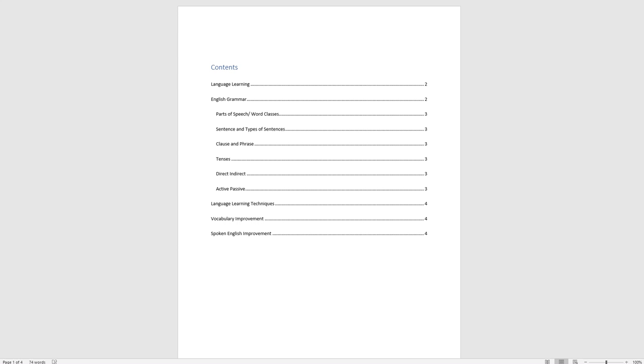In this section, several techniques of vocabulary improvement will be discussed. And at last, the spoken English improvement. There are two aspects to language. One is knowing about the language, and the second is using the language.